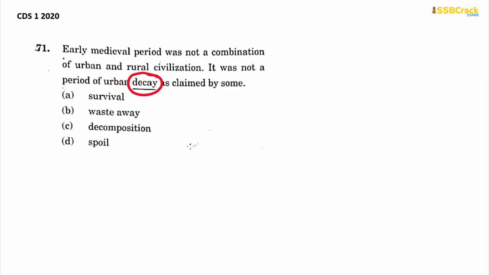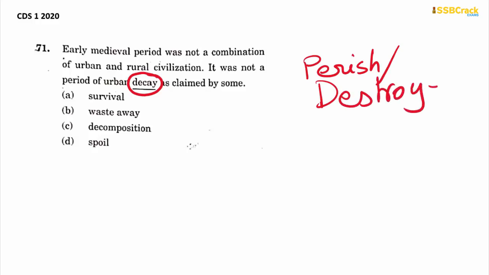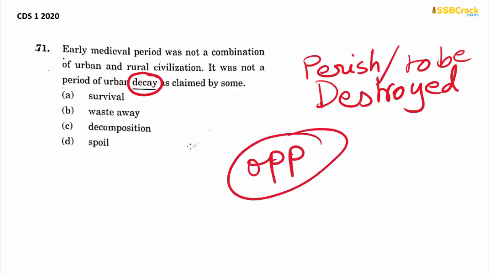Early medieval period was not a combination of urban and rural civilization. It was not a period of urban decay as claimed by some. Now you all know what is the meaning of decay. It means to perish or to be destroyed. Alright? So you need to find out the opposite of decay.